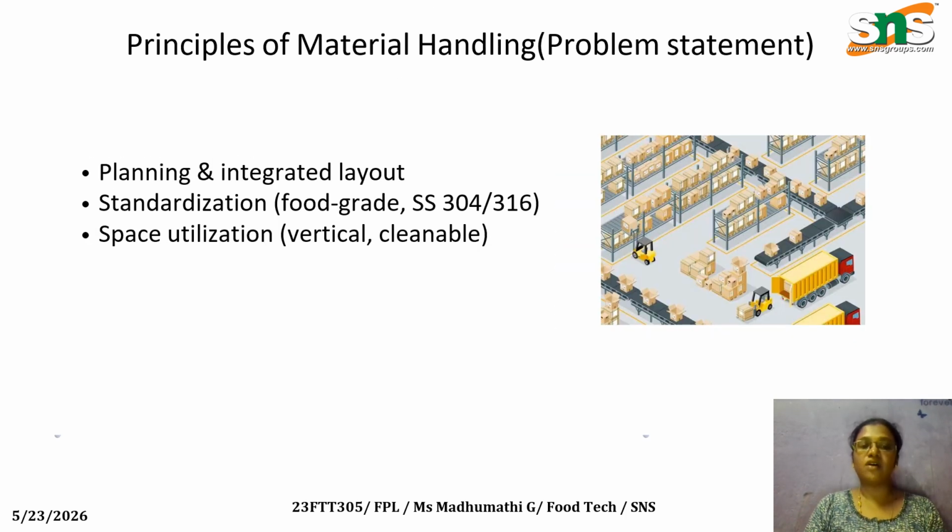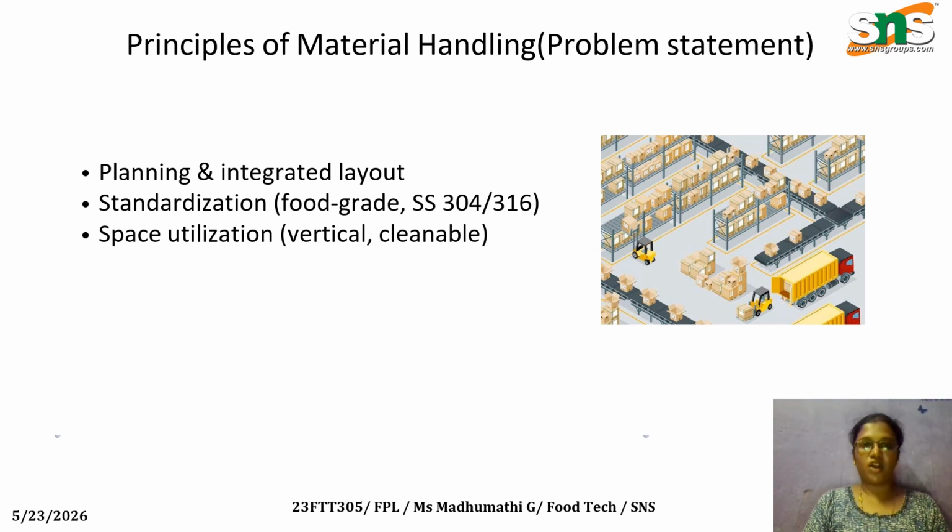And the main principles of handling of material. First, how a material can be handled within the industry and also to the industry. We have to have organized planning and an integrated layout so that the moving of the raw material for the production process can be integrated in a very smooth manner. And standardization: food grade stainless steel 304 or 316 has to be implemented for handling the raw material or even the processed products.